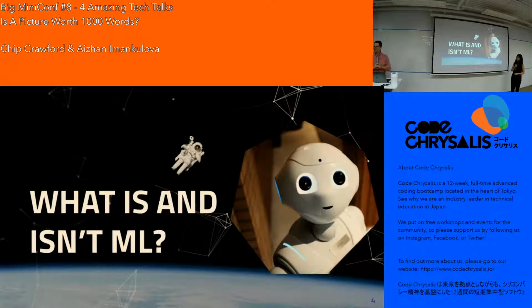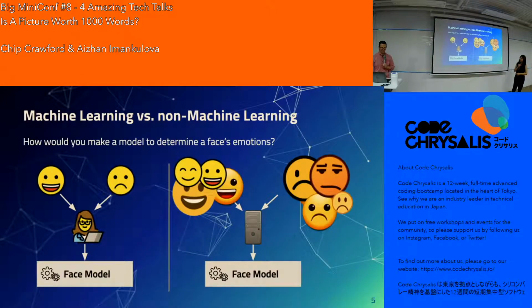Thank you, Chip. So what is and isn't machine learning? Let's say you want to determine a face recognition model. So how would we do that? Maybe we would ask a person to classify them for us, to label them for us, but it is very time and money consuming. Also, a human can actually write a model, a classifier that says this is this emoji, this is this emoji, but a human can take in only this much information.